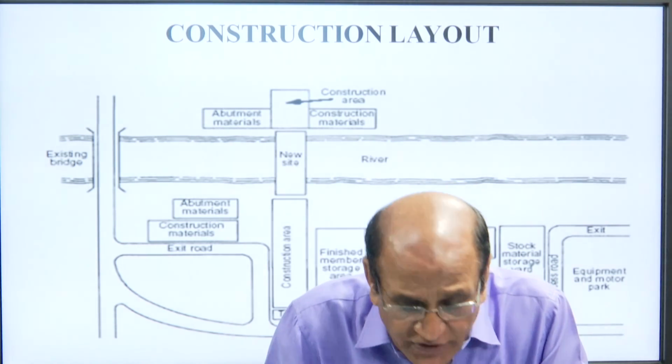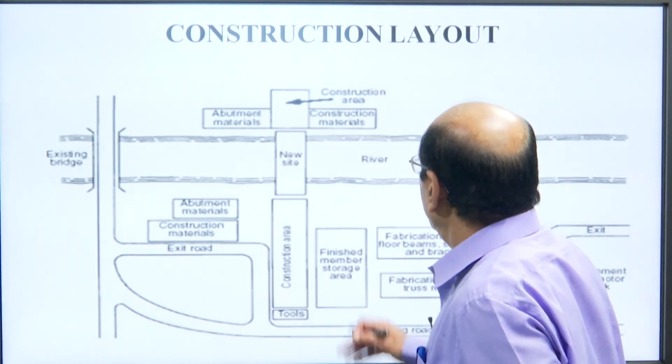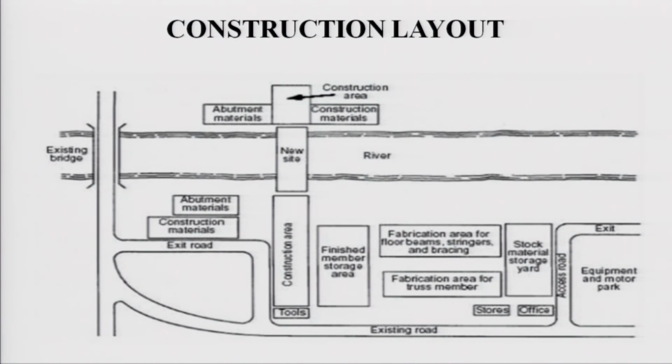So, the construction layout is given here. You see, this is the construction area, abutment mark, construction materials, the finished member storage area, fabrication area, the existing roads, equipment and motor park. So, this is the area where we have to plan for the construction, where the material will be placed, where the motor vehicles will be placed, where the equipment will be placed, where the fabrication will be done. So, this is where the layout should be marked.